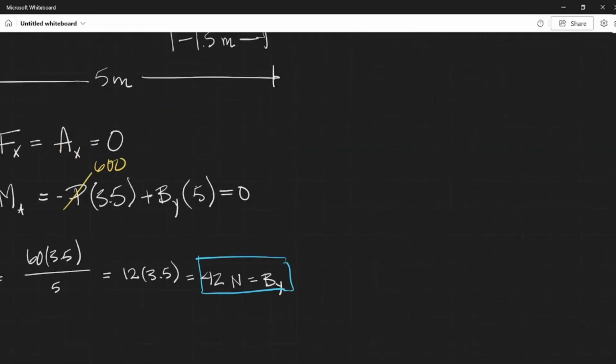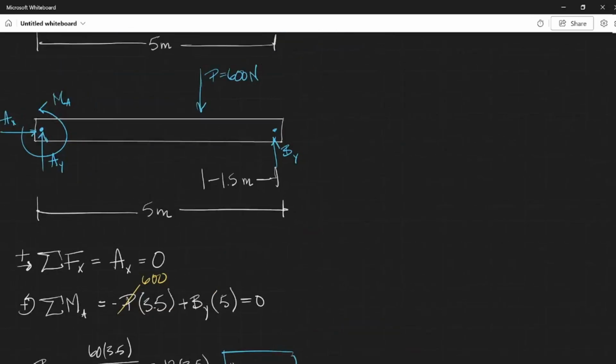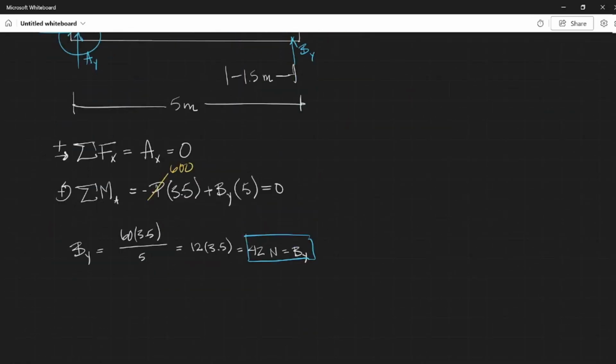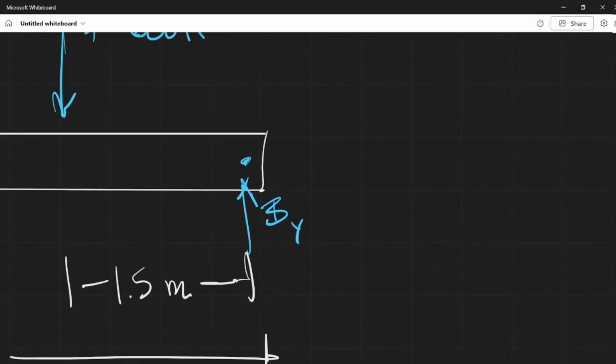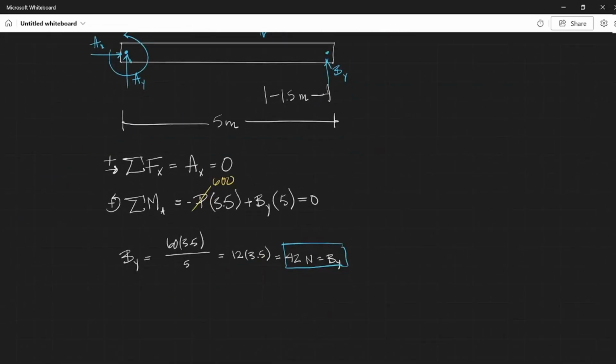And this is obviously upward, right? Because it's positive, and that's actually how we defined it in our free body diagram. So if I got a negative number, that would just mean that the force was actually acting in the downward direction, and I just drew it wrong on the diagram. So the sign is very telling in these problems.